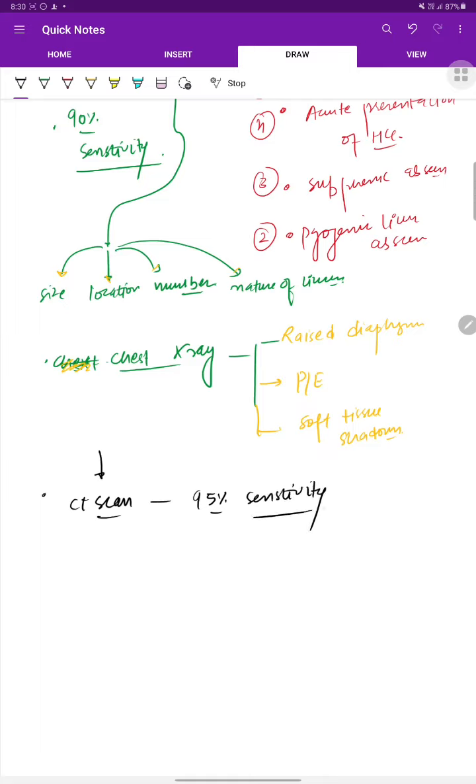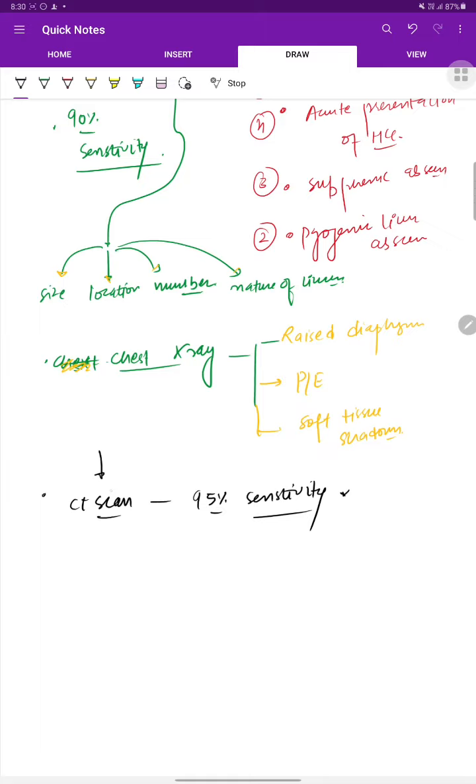So the gold standard for diagnosis is USG, and the investigation of choice is USG guided aspiration, or single time aspiration. After that, the laboratory diagnosis of that aspirate is the definitive diagnosis. So these all are the diagnostic tools.